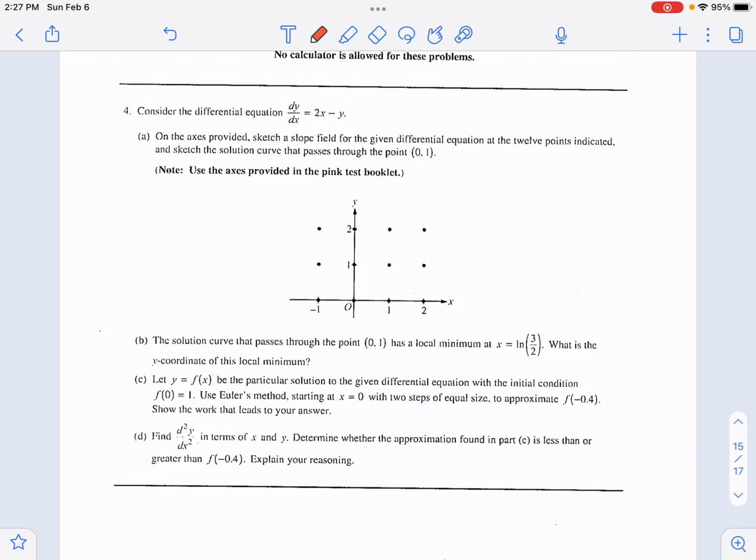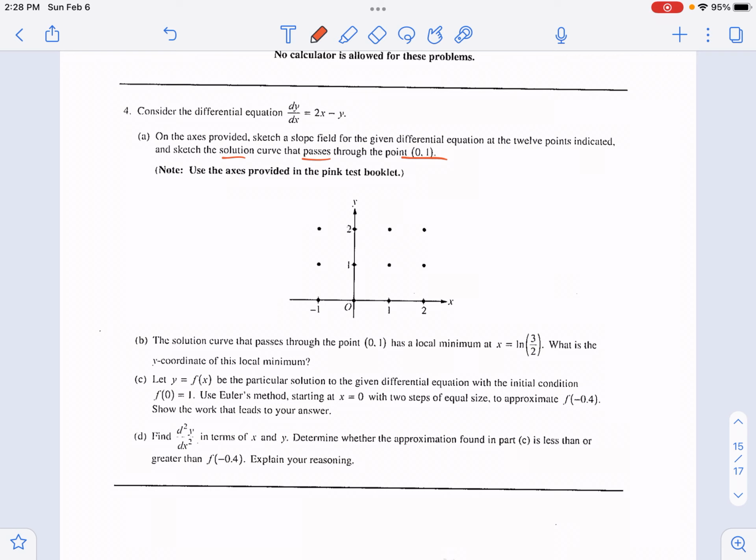So you have a differential equation, dy/dx equals 2x minus y. So you've got your derivative or slopes in terms of the x and y coordinates. The first thing we want to do is make a slope field, and then we need to sketch a solution curve that passes through the point (0, 1). We might be able to go point by point here, and we'll just do that because there's only 12 points, and it won't be too taxing, I think.